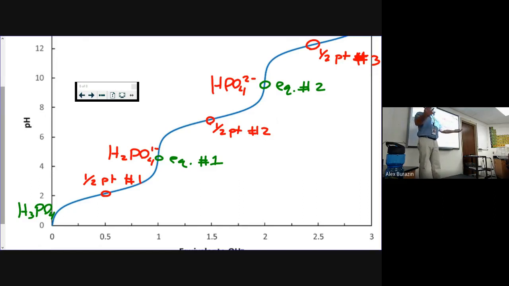Now, how much of this do we need to know? Not a ton. Should you be aware of it? Yes. We'll talk more about these different pKa values when we get to buffers.